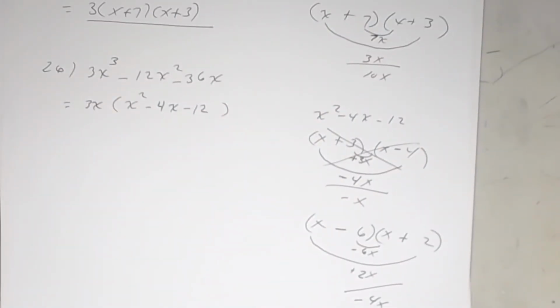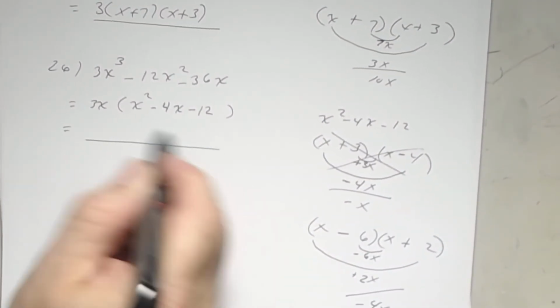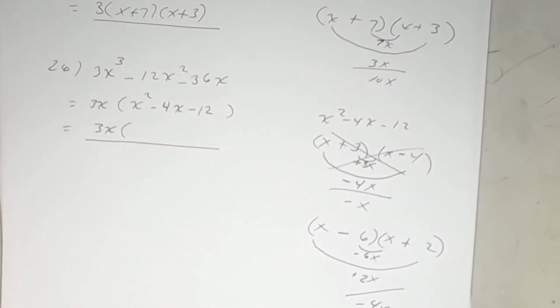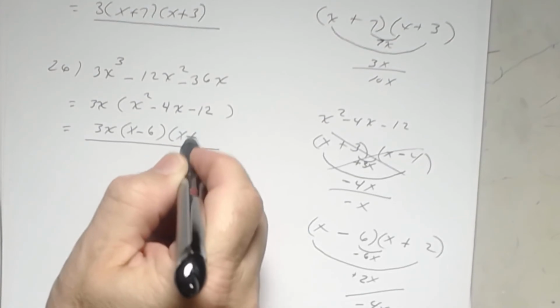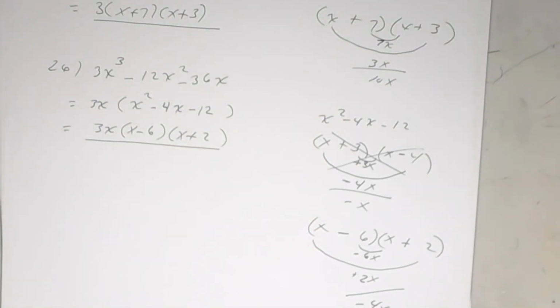And there's your answer, except you've got to put it with the 3x. So 3x multiplied by x minus 6, times x plus 2. Trial and error. That's all you're doing, is trial and error, checking with FOIL.